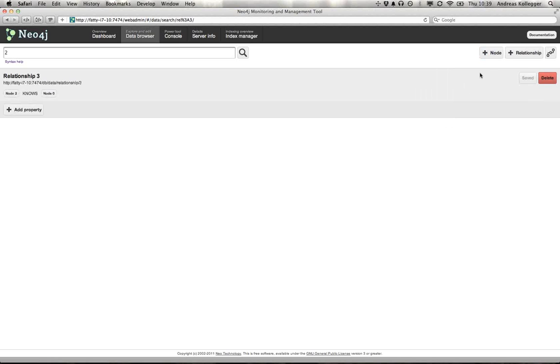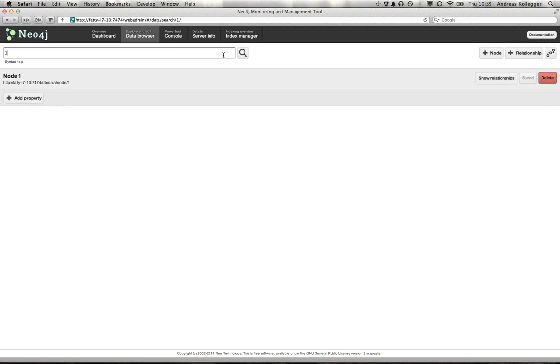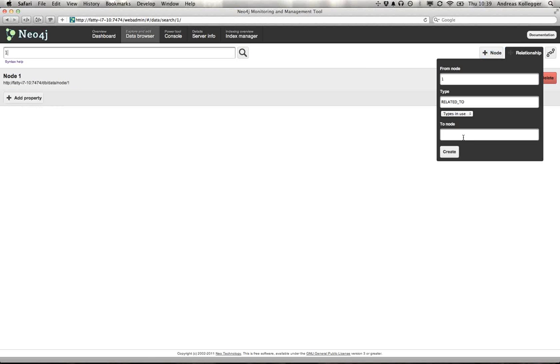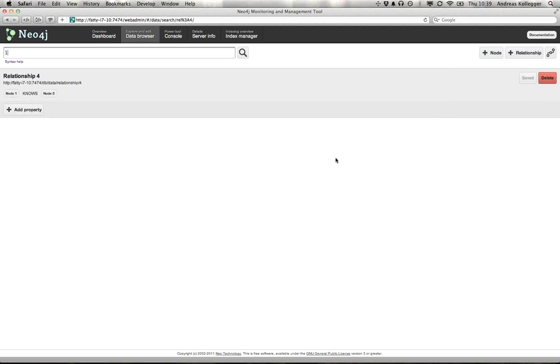Great. I should have noted, of course, as we're creating these relationships, the data browser updates for displaying information about that relationship. So for instance, it just created that node 2 knows node 0. Okay, so I think I have one more to do. Go to node 1 and create a relationship for it as well. So now we have a fully connected graph.